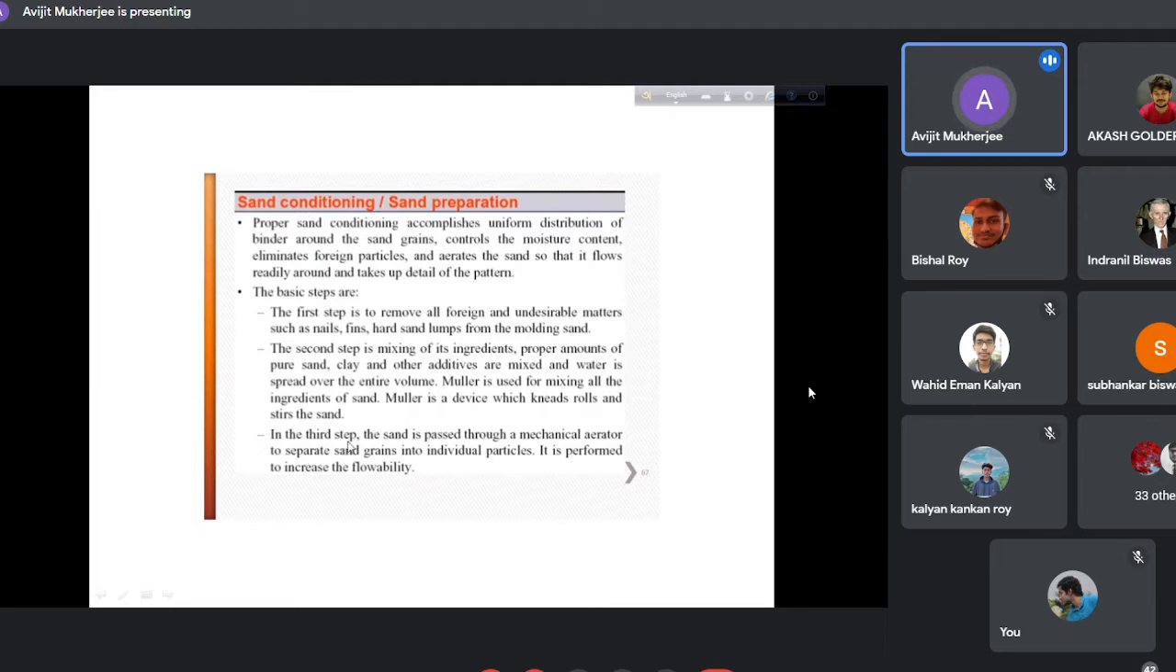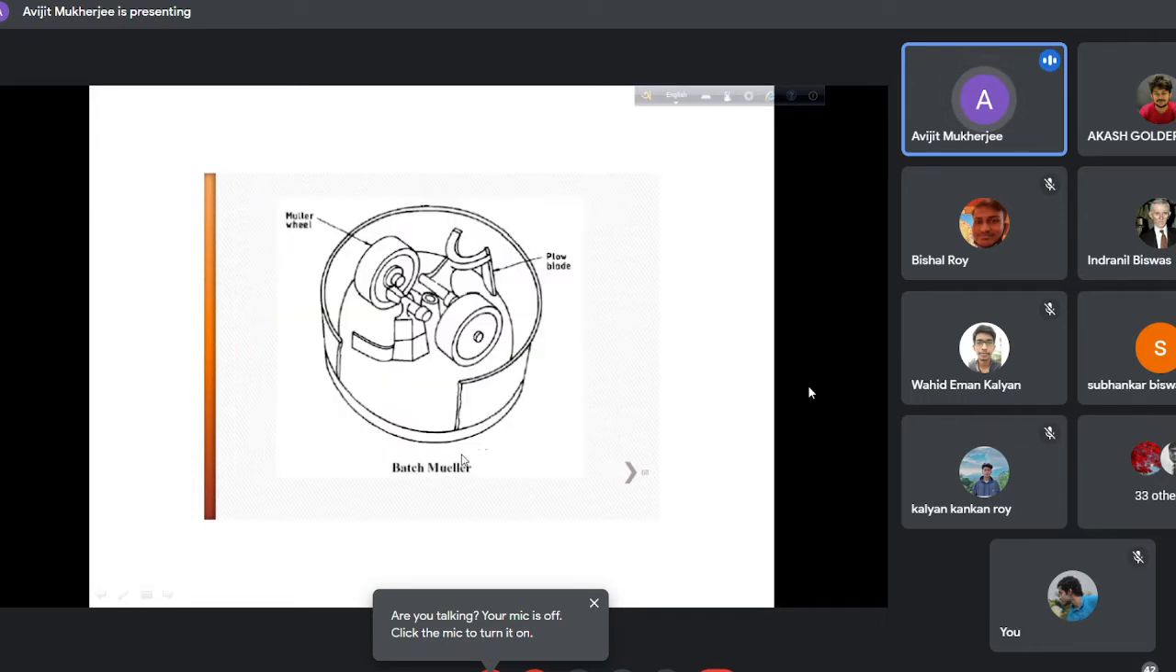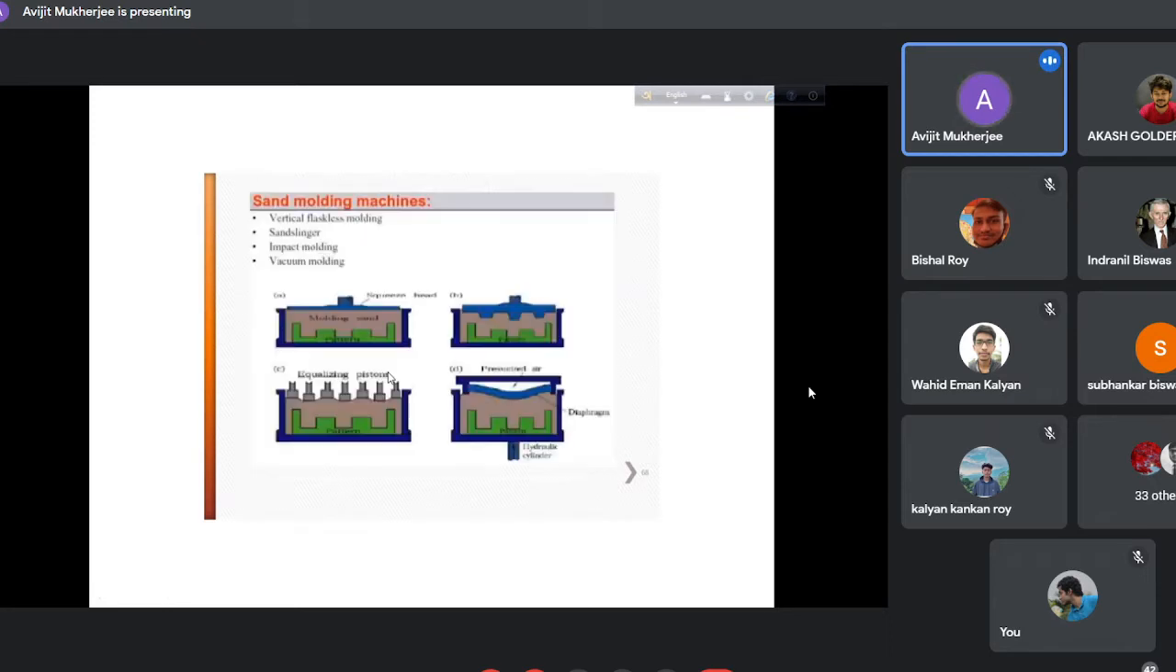And in the third step, the sand is passed through a mechanical aerator to separate sand grains into individual particles. So this is for good casting. So this is a muller. That is a mixer actually. Muller blades and all these. So don't worry, there is a system. And if we use machine, then some other machines. So different types of machines are also there.